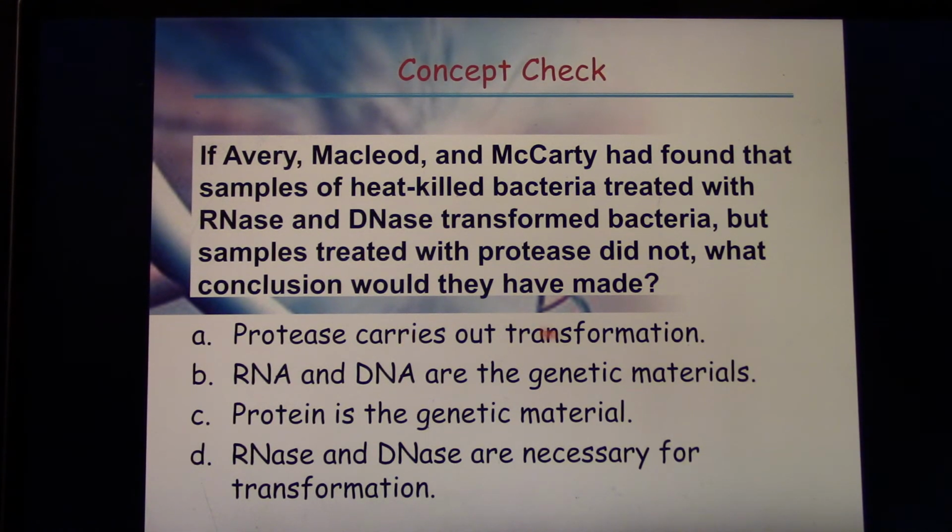A, protease carries out transformation. B, RNA and DNA are the genetic material. Nope, no transformation happened when we got rid of them. C, protein is the genetic material. That sounds like the right answer, but let's read this last one to make sure.